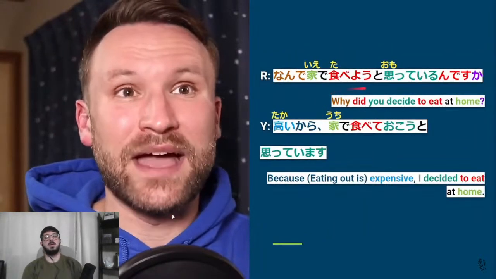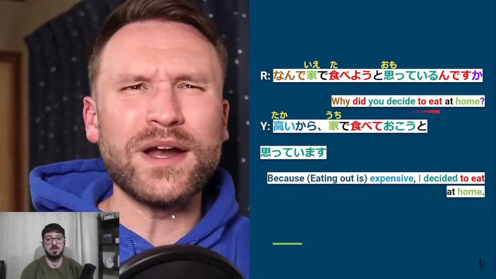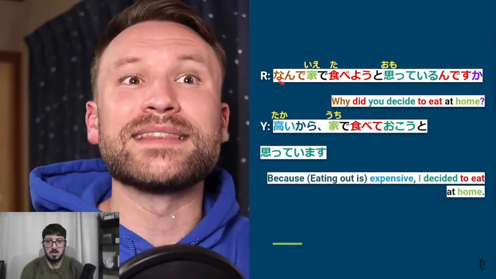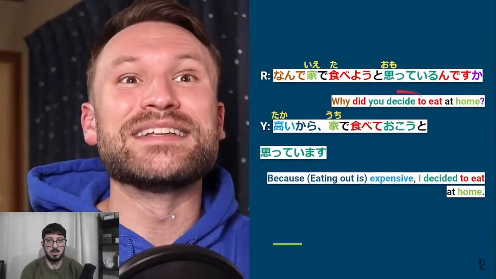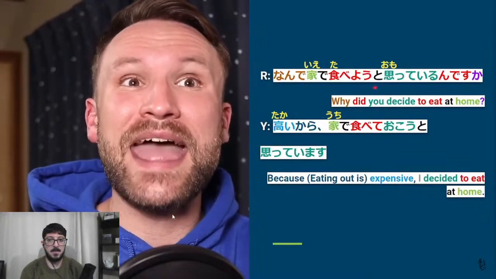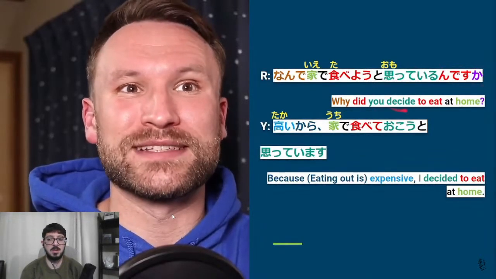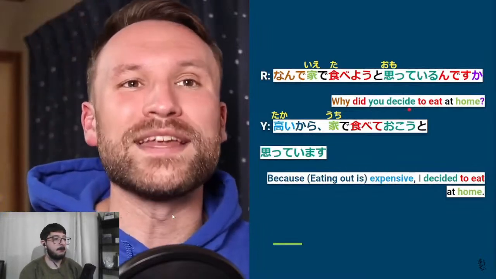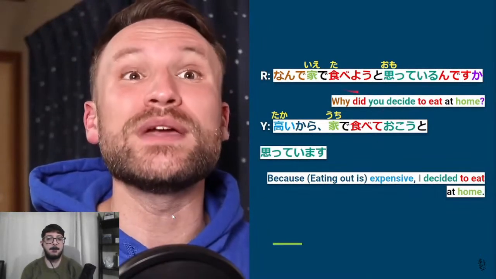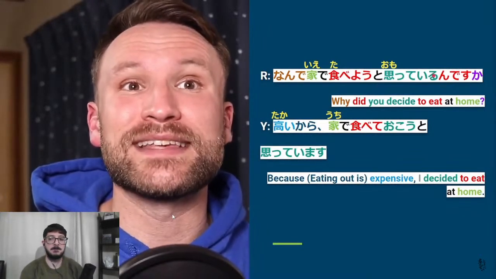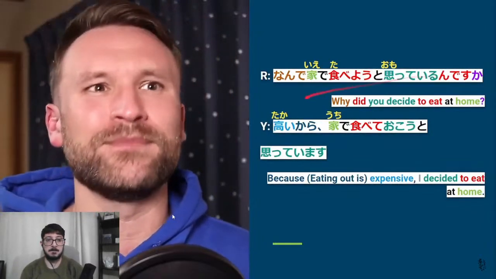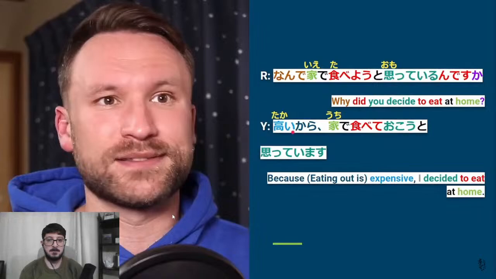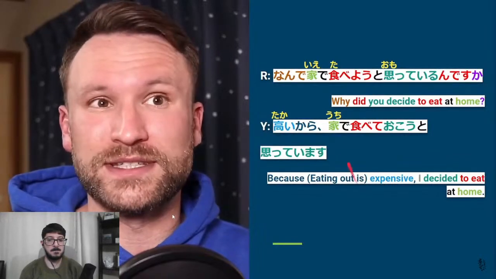なんで家で食べようと思っているんですか? Why did you decide to eat at home? なんで, why did you decide, と思っているんですか, to eat at home. 家で食べようと思っているんですか? So this is why did you decide? Why are you thinking to eat at home? The の in this is asking for an explanation. They want an explanation. They don't understand why you would want to do such a thing. 高いから, because it's expensive. Eating out is what's implied here.